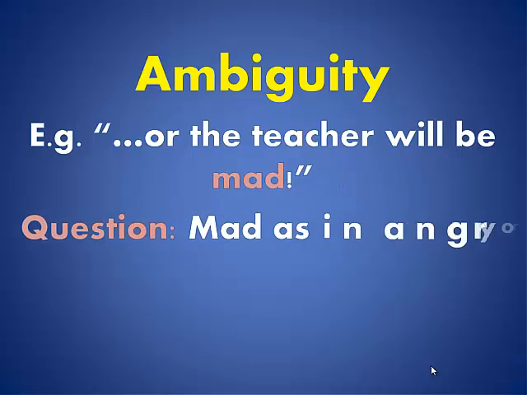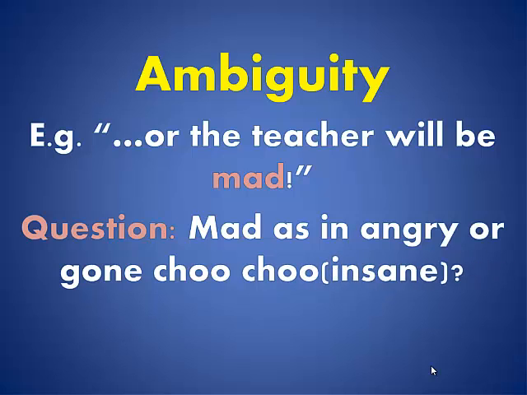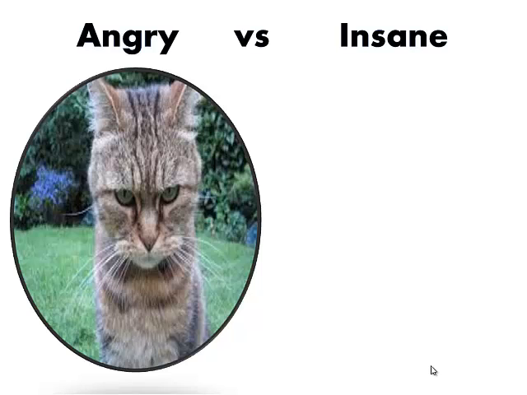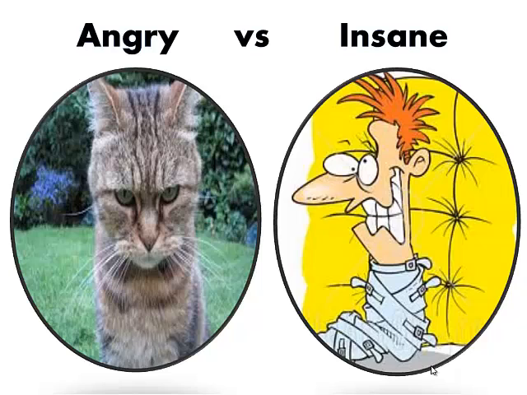And then the question that you consider to actually investigate this ambiguity, you would be asking, mad as in angry, or gone cuckoo, which means insane. Now this is the difference between angry and insane. The two distinct meanings of the word mad. Angry, see, angry cat, what are you looking at? And insane.